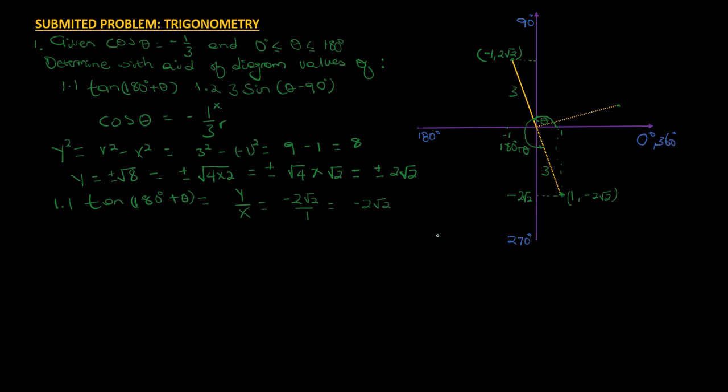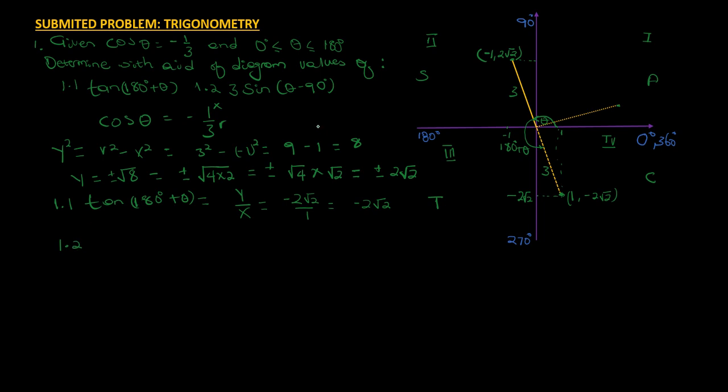Can you see why tan is negative? Well, let's think back to the CAST rule. There we go. So this is the first quadrant, this is the second quadrant, this is the third quadrant, and this is the fourth quadrant. Now in the fourth quadrant, we know that cos is positive, so tan comes out negative, and we're not surprised. Okay.